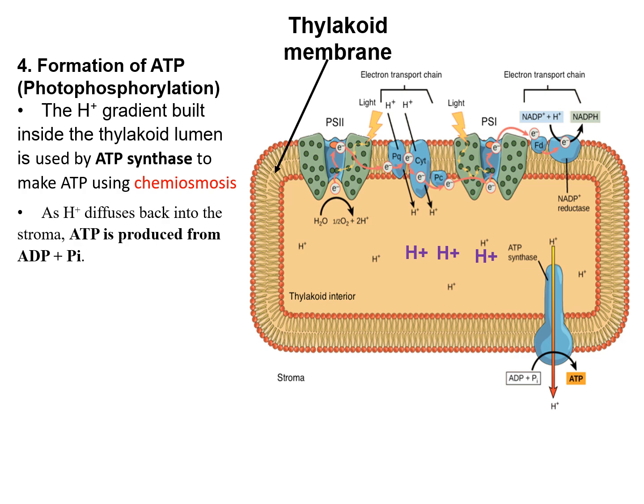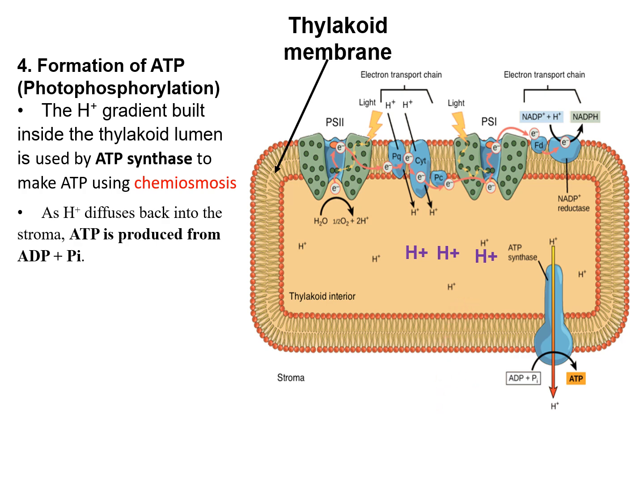The fourth step is formation of ATP, or photophosphorylation. The hydrogen gradient built inside the thylakoid lumen is used by the enzyme ATP synthase to make ATP using the process of chemiosmosis. Here, this one is the ATP synthase, which is bound in the thylakoid membrane. As hydrogen ion diffuses back from the thylakoid lumen into the stroma, ATP is produced from ADP and Pi, which is inorganic phosphate.